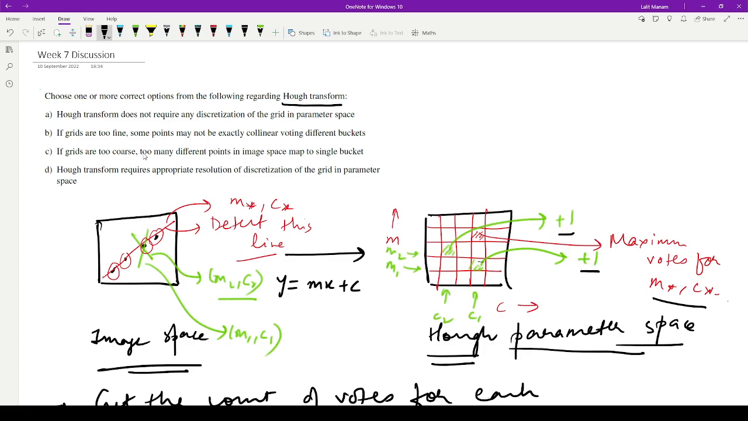Okay. So based on what you know now, can you tell me is the first option correct? Hough transform does not require any discretization of the grid in parameter space. Is it true or false? False. Why do you say? Because at the beginning we said we need to discretize the parameters. Yeah, I said it. That's okay. But what could be the other reasons to discretize it?